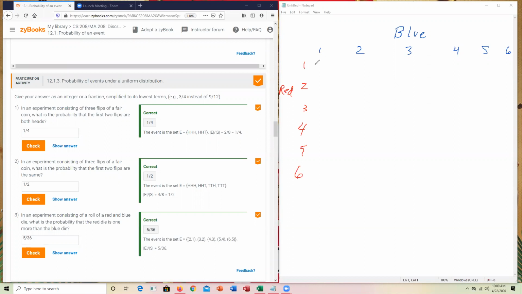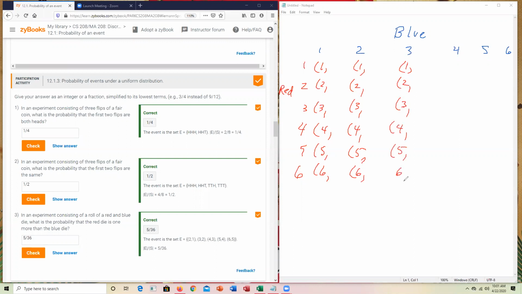So I'm going to start out with, we want red dice to be 1 more than the blue dice. So I'm going to start out my permutations here. That's 1, 2, 3, 4, 5, 6. And again, we're utilizing the red here. 1, 2, 3, 4, 5, and 6. Again, from the red, 1, 2, 3, 4, 5, 6.